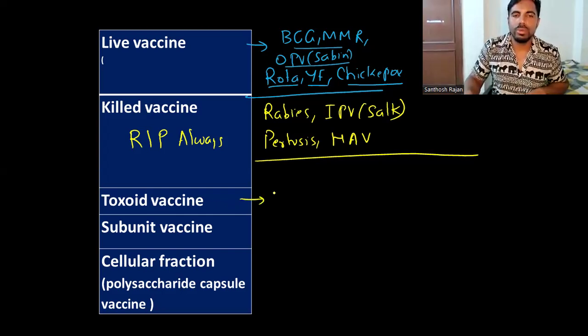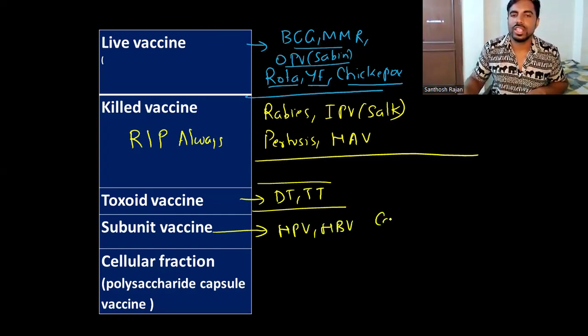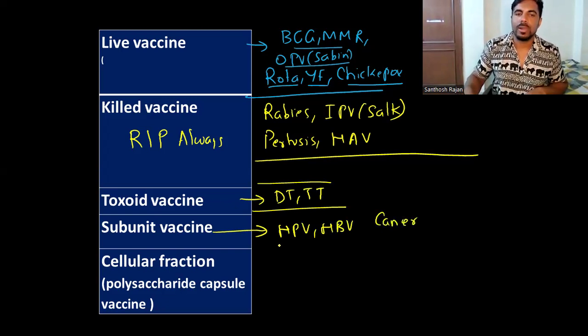Toxoid is very simple because it is your DT, TT. These things are toxoids. Okay, the subunit vaccine is very important. Frequently this is asked for HPV and HBV, the cancer-preventing vaccines. You can say cancer vaccine. So this question can be asked for subunit. Nowadays they are asking this.